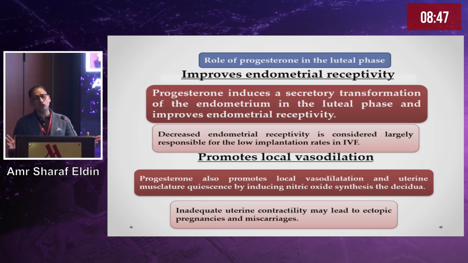Progesterone induces a secretory endometrium during the luteal phase, so it is very important for improvement of endometrial receptivity. Decreased endometrial receptivity is the main cause of low implantation rate in IVF cycles. Also, it causes local vasodilation and uterine muscle relaxation by inducing nitric oxide synthesis in the decidua.